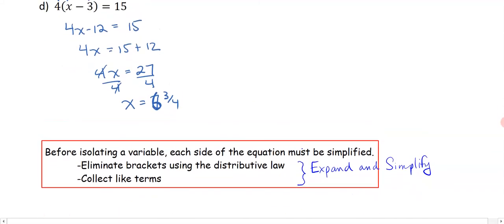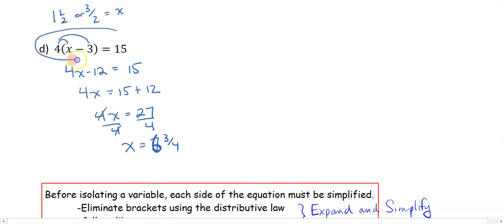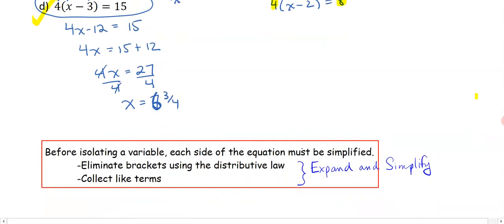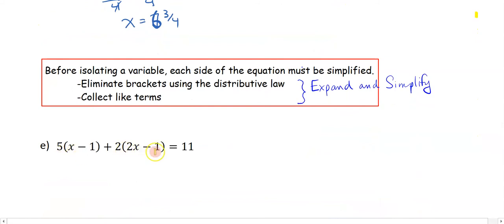A little note. Before you isolate a variable, each side of the equation must be simplified. So I typically always use method 2, unless it's a very simple one. If it's very simple and I can see that this number divides into this number nicely, I would use method 1. Otherwise, I'd say the majority of the time I use method 2. I get rid of brackets before I solve. Okay? If you have multiple sets of brackets, for example, this one, you have 2 sets of brackets on one side, then guaranteed use method 2.